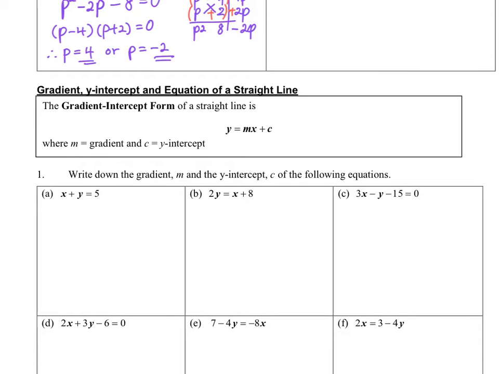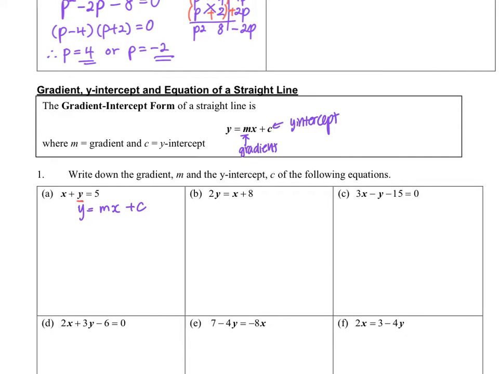Now, this part of the lesson tells us that we're going to learn about a gradient, y-intercept, and equation of a straight line. We already understood that m is the gradient, and c is the y-intercept. So now, if that's the case, can you try to recognize the gradient and the y-intercept from the following equations? First equation, question 1a. I have x plus y to be equals to 5. Is this of the form y equals to mx plus c? Can I make y the subject?